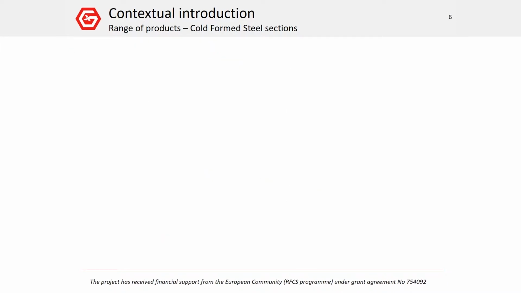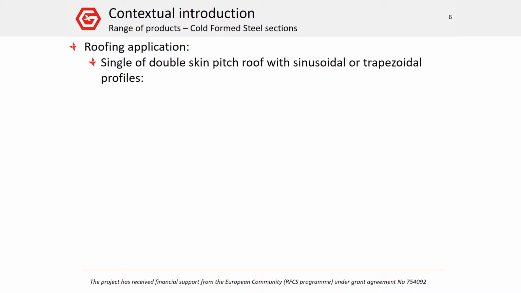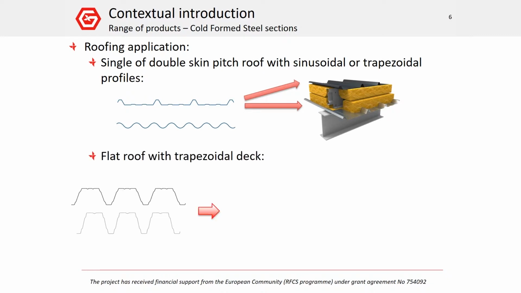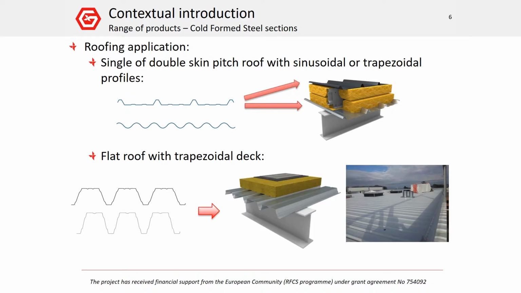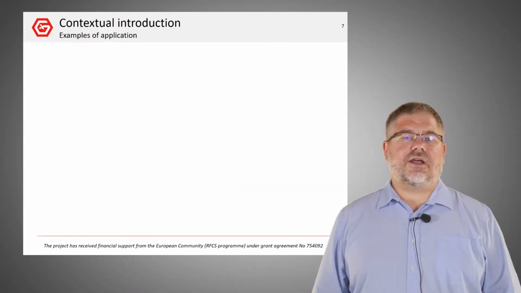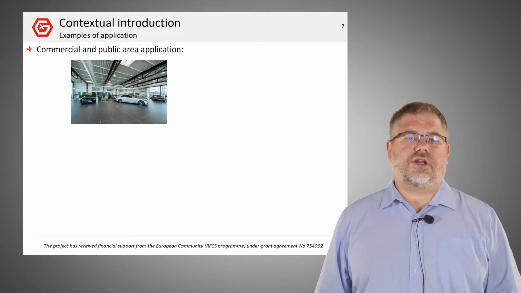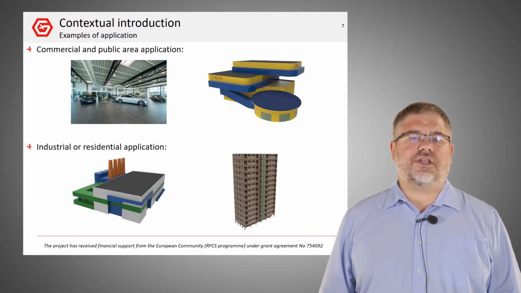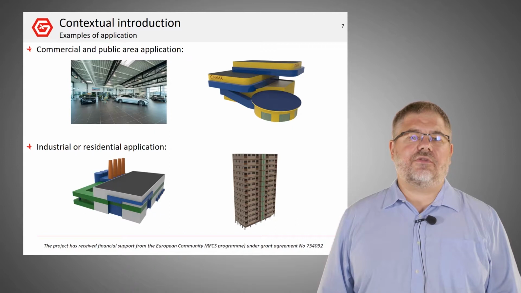Finally, we have two different types of application for roofing depending on the slope. Trapezoidal and sinusoidal profiles can be used to realize a single or double skin system for pitched roofs. For flat roofs, these are trapezoidal profiles whose geometry directly influences performance. Any kind of building is done with flat roofs. Commercial areas like car dealers, establishments open to the public like cinemas, industries or collective residential buildings are examples of application of flat roofs made with steel profiles.